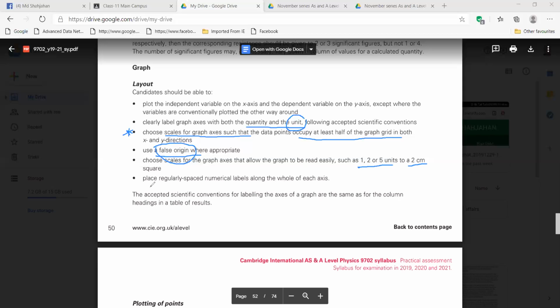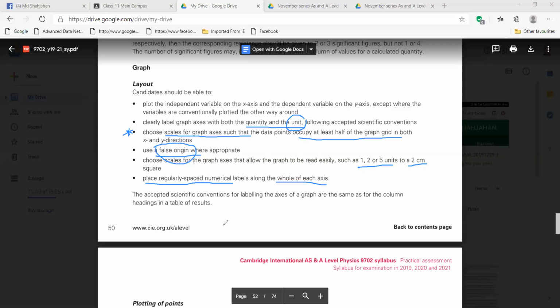Place regularly spaced numerical labels along the whole of each axis. So this one is saying another point. If you use whole numbers, do like one, two, three, always do it. You don't make mistakes over there. Like for 10 to 20, you are taking one big square, again for 20 to 30, you are taking two big squares. This shouldn't happen, right? Always you should follow the same order or same criteria for the whole axis. Got it? Yes, sir.